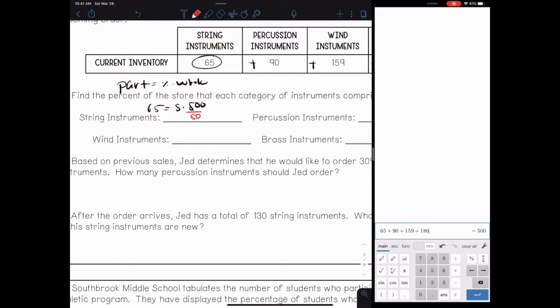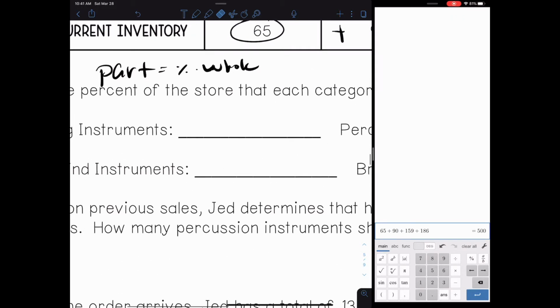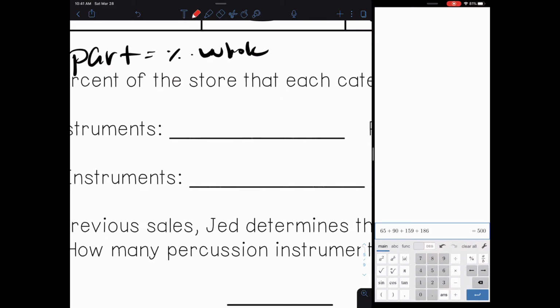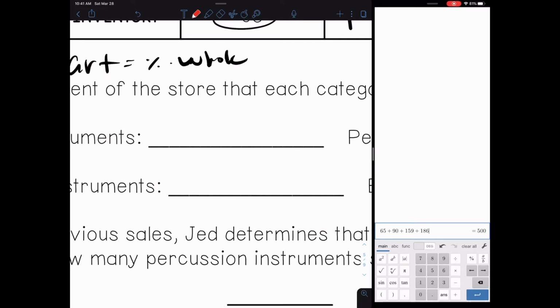Barely any room to do our work, unfortunately. Let me give this one more shot, a little bit smaller. It'll be tiny, but you can see it on here. So you got part, which is 65, equals percent times whole. So it's going to be S for string value times whole, which is 500. Divide both sides by 500. 500 on top, 500 on bottom. That's gone now. And S times 1 is just S.